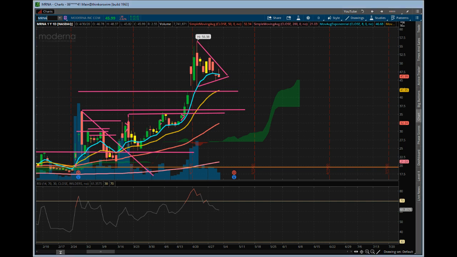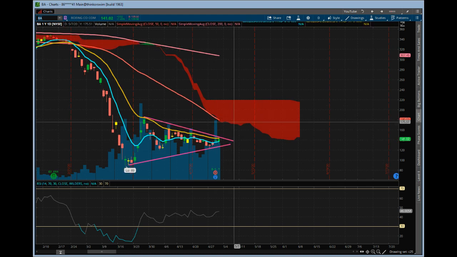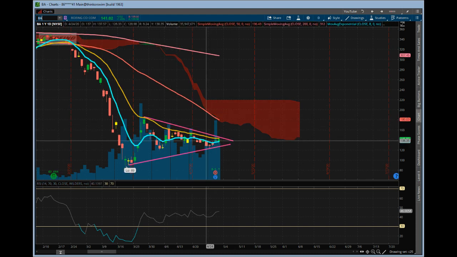Okay, so Johnson, what's going on? BA. Let's take a look. So yeah, definitely in the triangle right here. Let's see what that news does from tonight. If it can give us a breakout candle out of this triangle one way or the other. So definitely keep an eye on that one. That should help us find some direction on it.